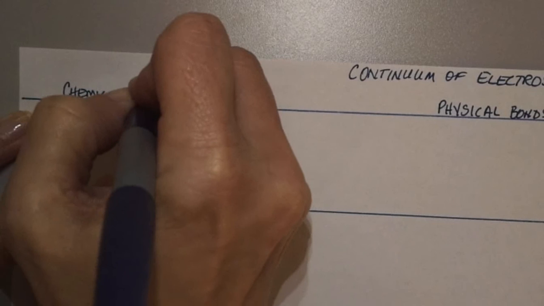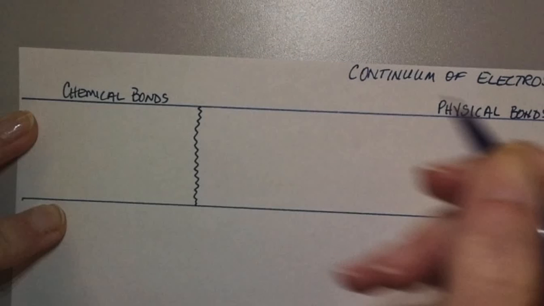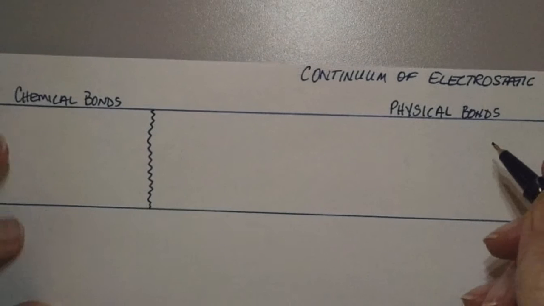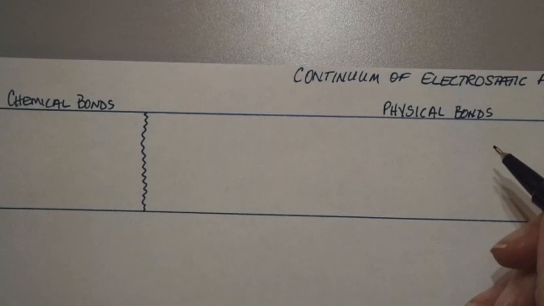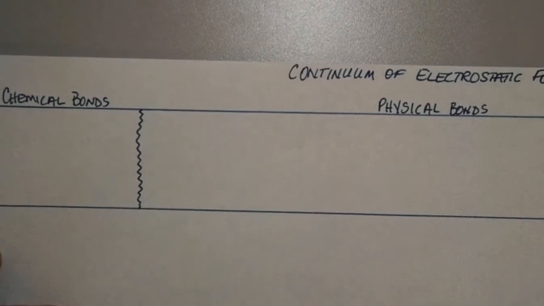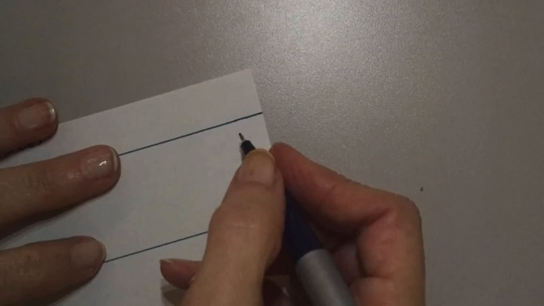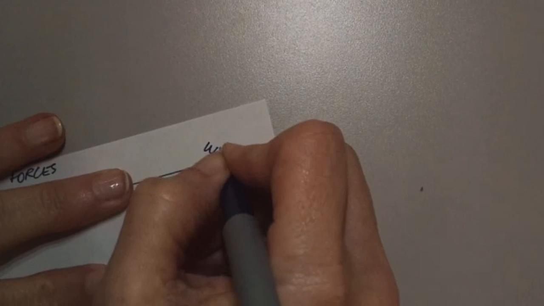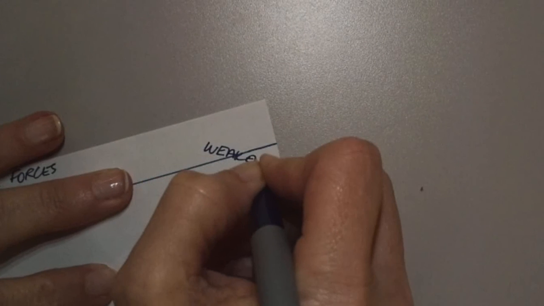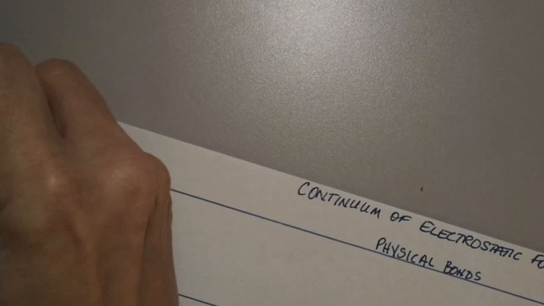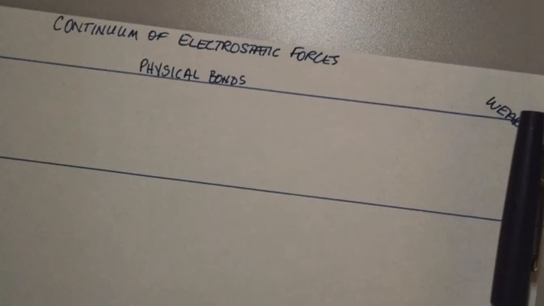Now, when I say physical bonds, what I'm talking about are attractions between molecules. IMFs, intermolecular forces. And then what I'm going to do is I'm going to write weaker on this side. These are the weakest, the weaker ones. And then on the other side, I'm going to write stronger. So weaker's over here, and stronger gets over here.